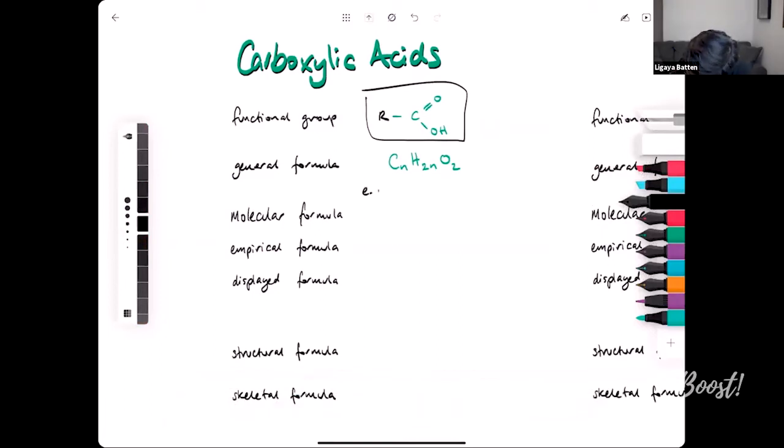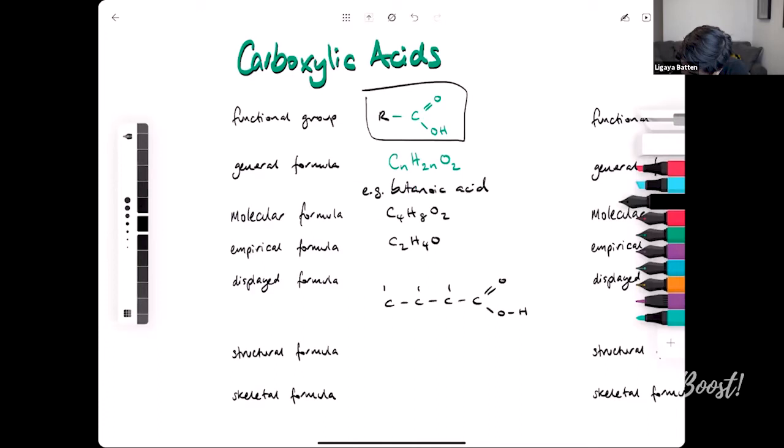So I'll write that down, e.g. butanoic acid. Okay, so the molecular formula will be C4H8O2. The empirical formula, we can divide the two through, so we've got C2H4O as the empirical formula of this carboxylic acid. And then the displayed formula, 4 carbons in a row. At the last carbon, we've got the functional group. And then we have the H's surrounding all of the rest of the carbons.